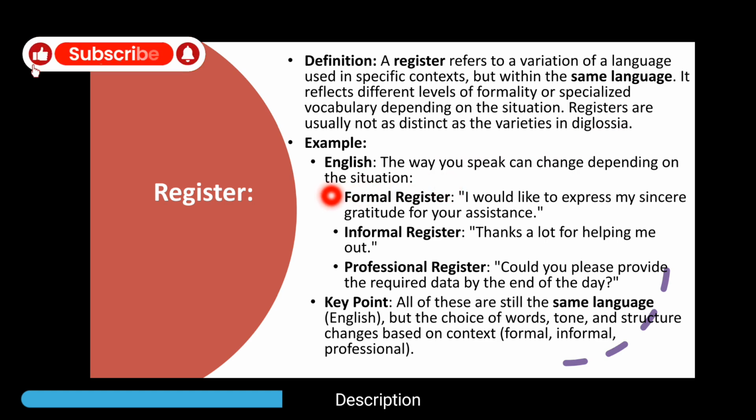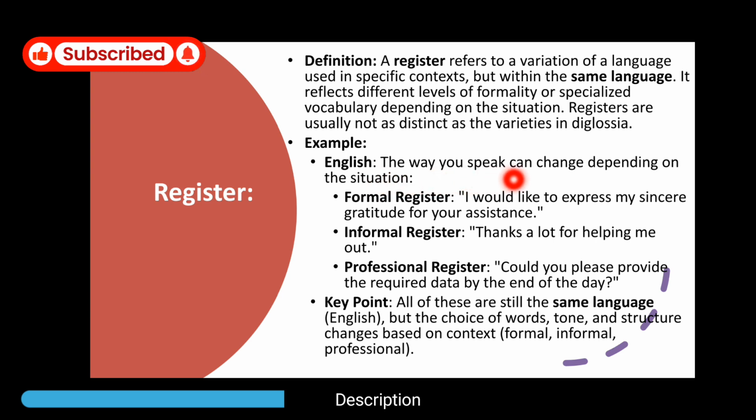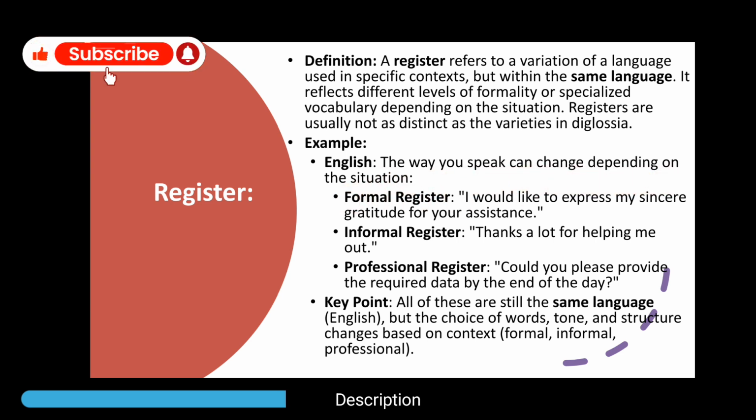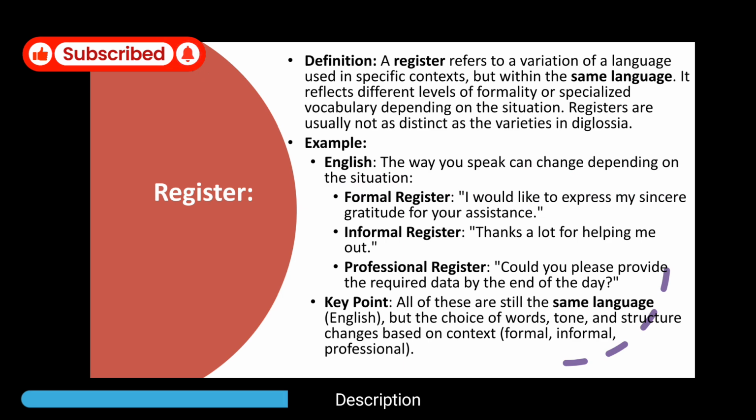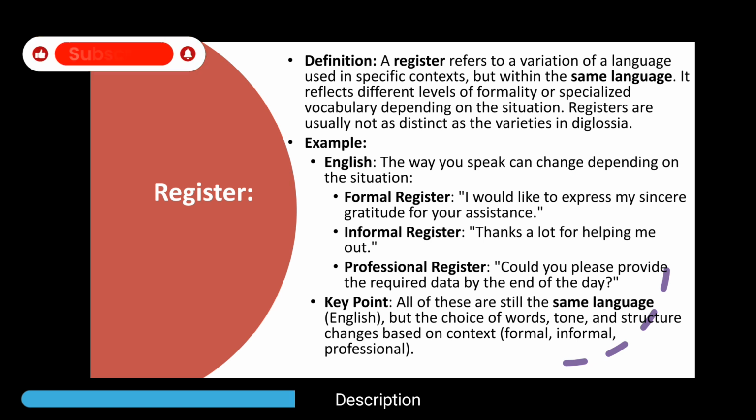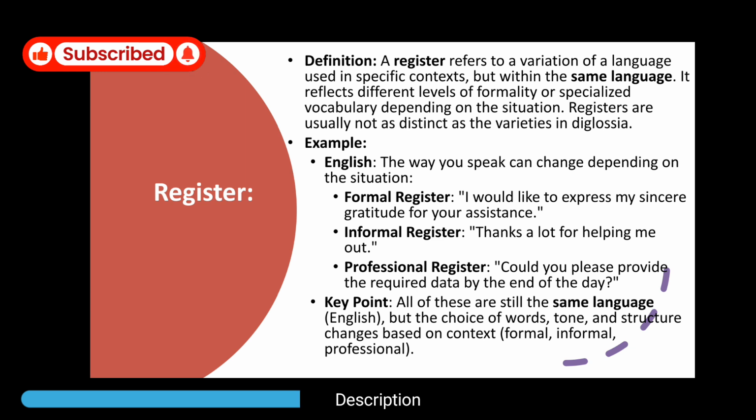Example, English. The way you speak can change depending on the situation. For example, you are somewhere in the cafeteria interacting with your friends, and suddenly your teacher comes in, so you switch from informal to formal. So that is very flexible. Still you see that the changes might not be that much greater. You change just the tone, just the style, might be the choice of words, because now your teacher arrives there.